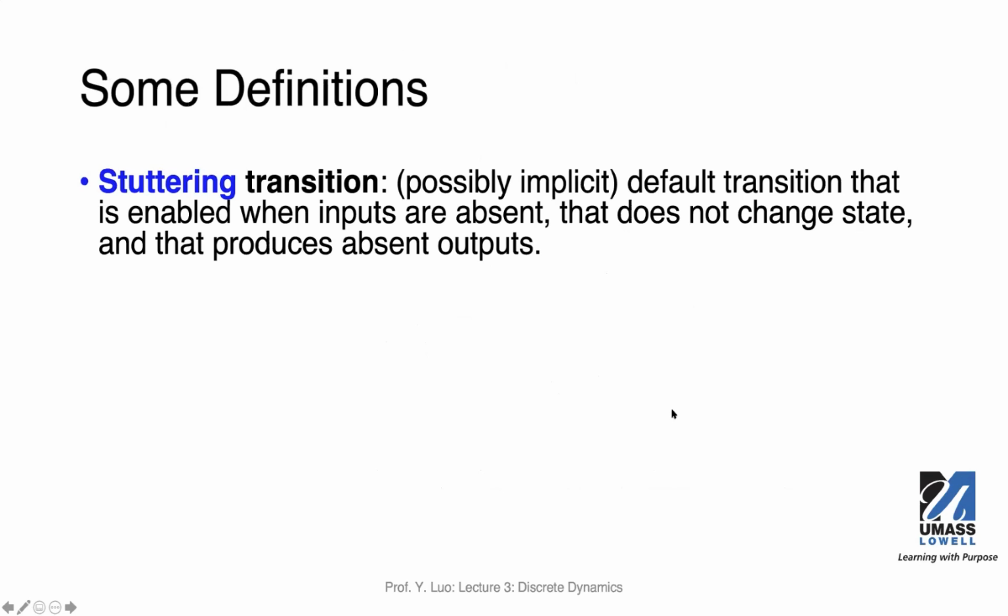Okay, we're going to look at some additional definitions related to finite state machines. Stuttering transition. A stuttering transition refers to a default transition that is enabled when the inputs are absent, that does not change states, and that produces absent outputs.